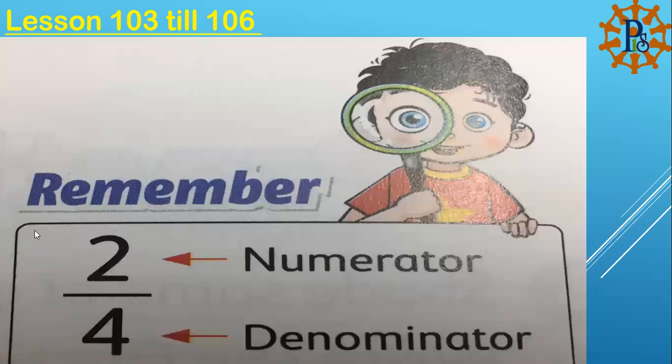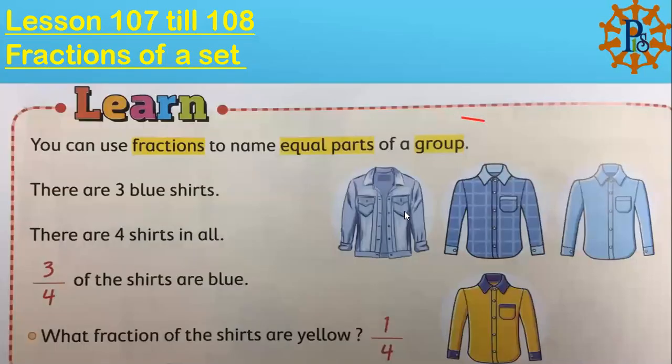Any number we write up here at the top means numerator. Any number, even 1, 2, 3, 5, any number you see up here at the top, means numerator. Any number you see down means denominator. Okay.